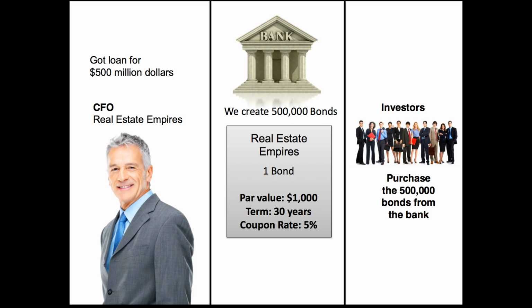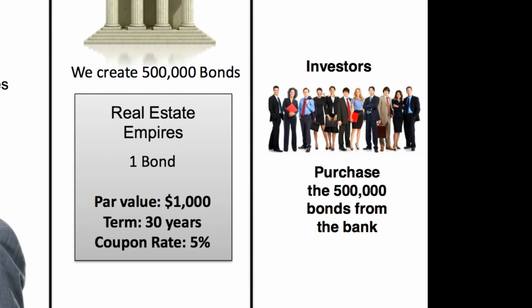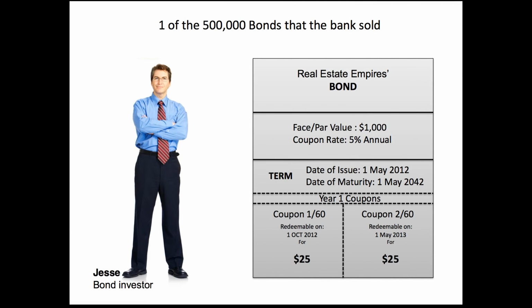So some of that might not have been crystal clear. So what I'm going to do is look at the bonds from the investor's standpoint. As we look at these people over on the right-hand side of the screen, let's take one of these individuals and look at one of their bonds more in depth. Okay, so here's one of the 500,000 bonds that the bank sold, and it went to this investor named Jesse.